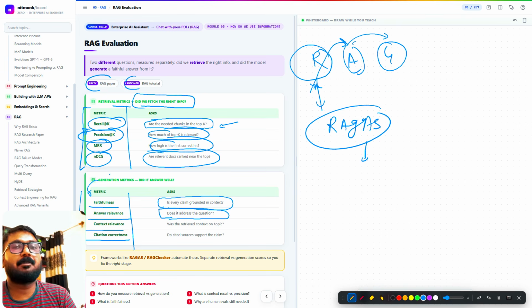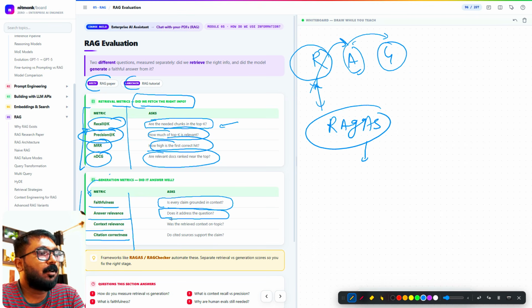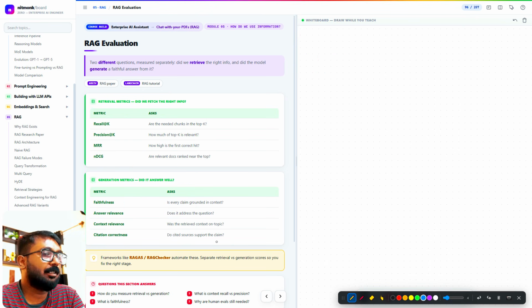Like if I am trying to teach a topic, and if I'm able to connect every dot, then I'm able to give you an answer. That's what answer relevance means, right? Context: was the retrieved context on the topic? Do cited sources support the claim? All these things are there in terms of evaluation of the RAG.